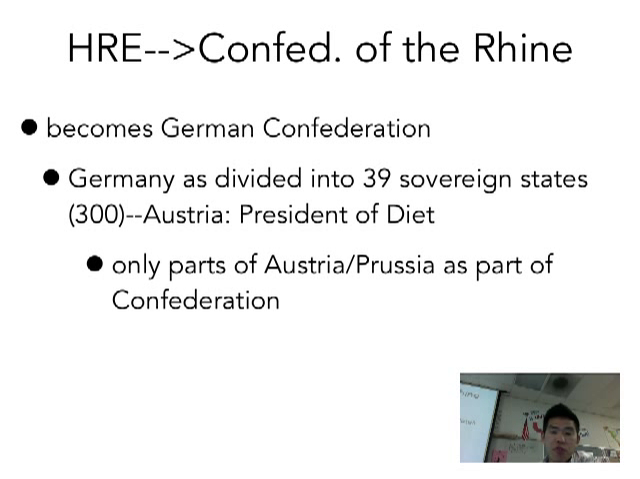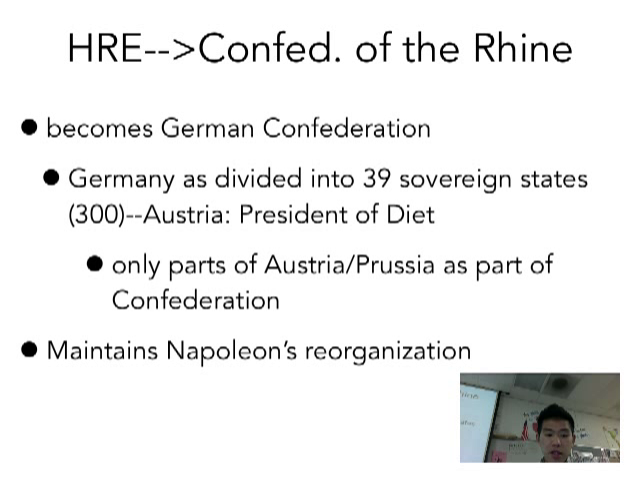And so one thing is that despite this renaming and reorganizing of the borders, okay, Napoleon's reorganization of Germany is going to be maintained, and basically it's going to remain as a loose confederation where they essentially are sovereign within themselves, okay?